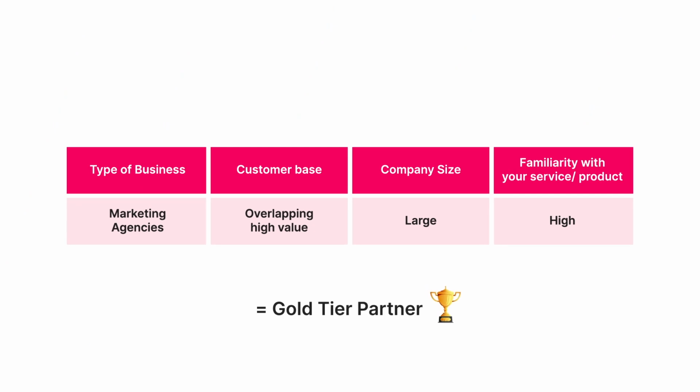Here's another example of segmentation in practice. Look at the accompanying chart. You can see this company has decided that marketing agencies are a high-value partner. Additional criteria here include an overlapping customer base, the company's size, familiarity, and the company's service. According to these criteria, the partner being assessed falls into the gold tier or level.